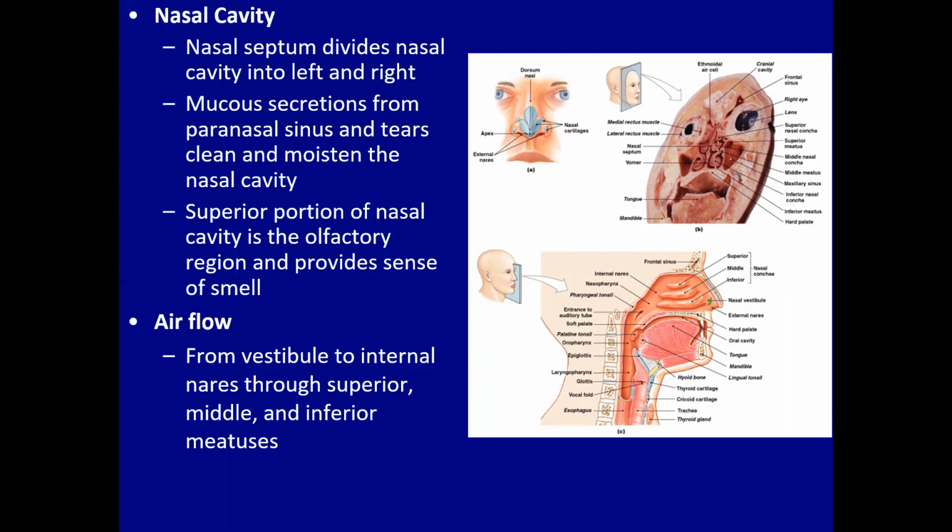Airflow in your respiratory system goes from the vestibule, which is this space right here, through the superior, inferior, and middle meatuses. And so these are the meatuses right here. These are the areas that they're going to go through.